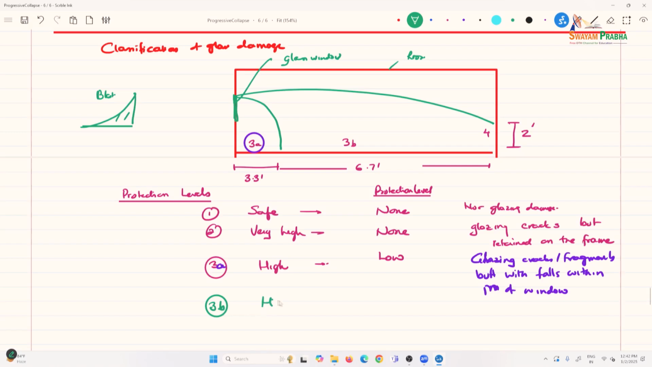This is also a high protection level. This is low. Now the 6.7 is basically saying glazing cracks and fragments fall within 10 feet of the window.